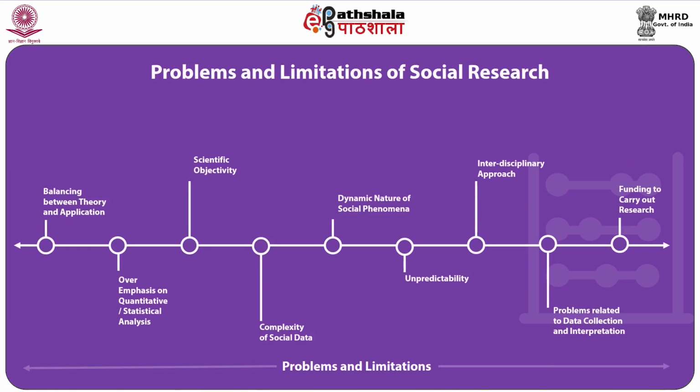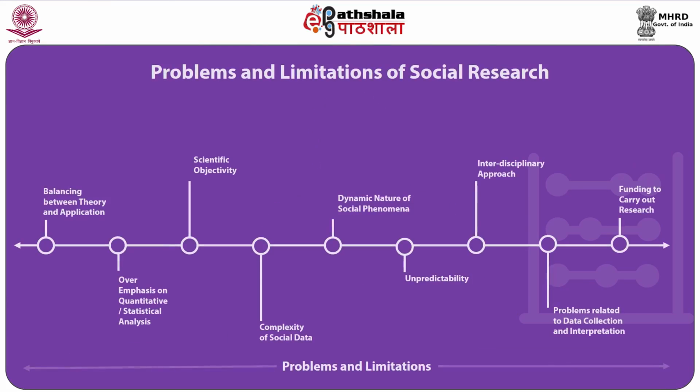And among social science research problems, the fourth one is complexity of social data. Most social problems, social events and human behavior are complex to understand, and therefore it is often very difficult to study all the factors that are likely to be relevant to the phenomenon under study. Another problem likely to occur is the dynamic nature of social phenomena. Generally, we know that human beings as part of society undergo changes in their behavior and social life over a period of time. The social researcher's task of analyzing the data becomes very much complicated, and at times the inferences drawn may be misleading.